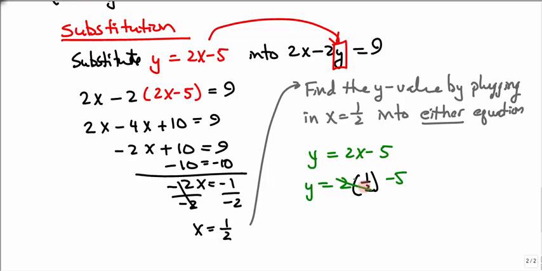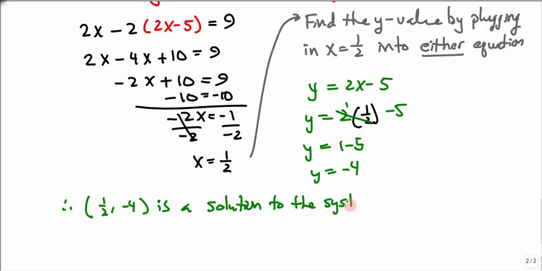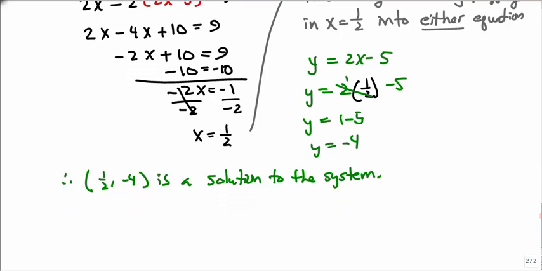Half of 2 is 1, the 2's cancel here, so I get y equal 1 minus 5, or y equal negative 4. So that means, therefore, (1/2, negative 4) is a solution to the system. And I found that one with substitution. Now let's go ahead and do another problem, and let's use elimination.